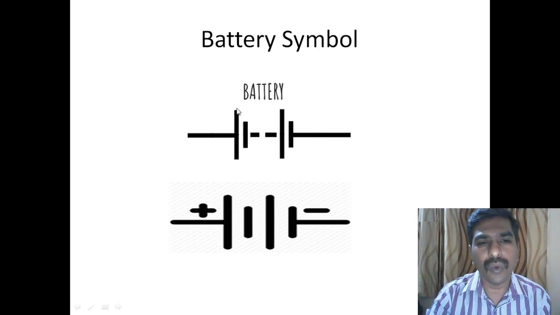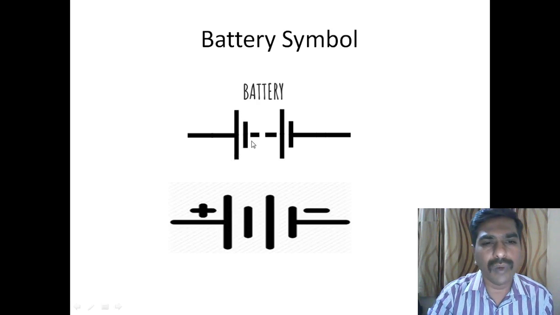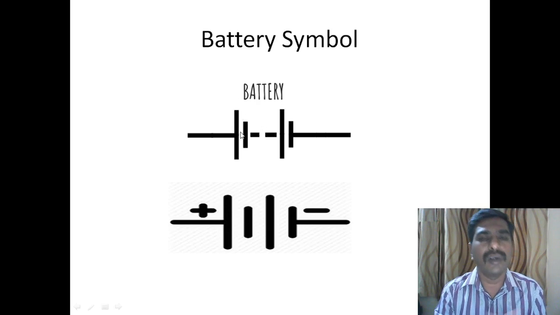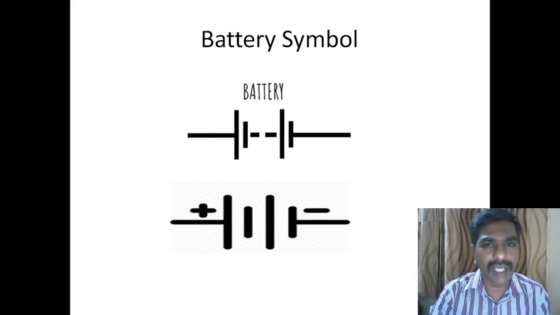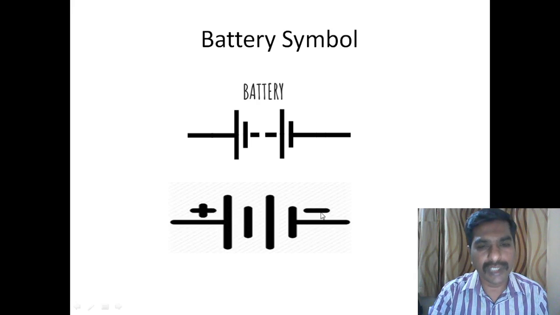A cell is written as one longer straight line and one short straight line. A battery is multiple cells connected together. The battery also has polarity, one positive and one negative. This is the battery symbol.